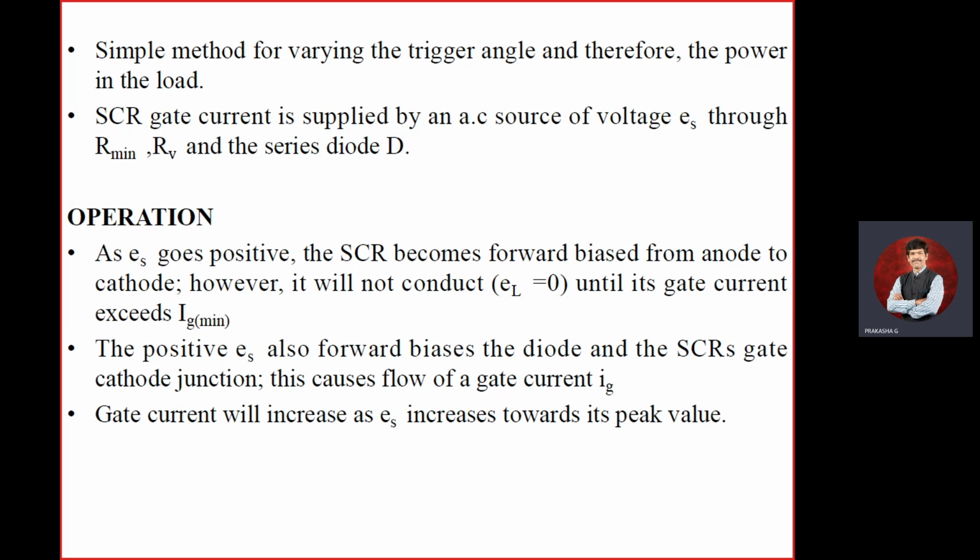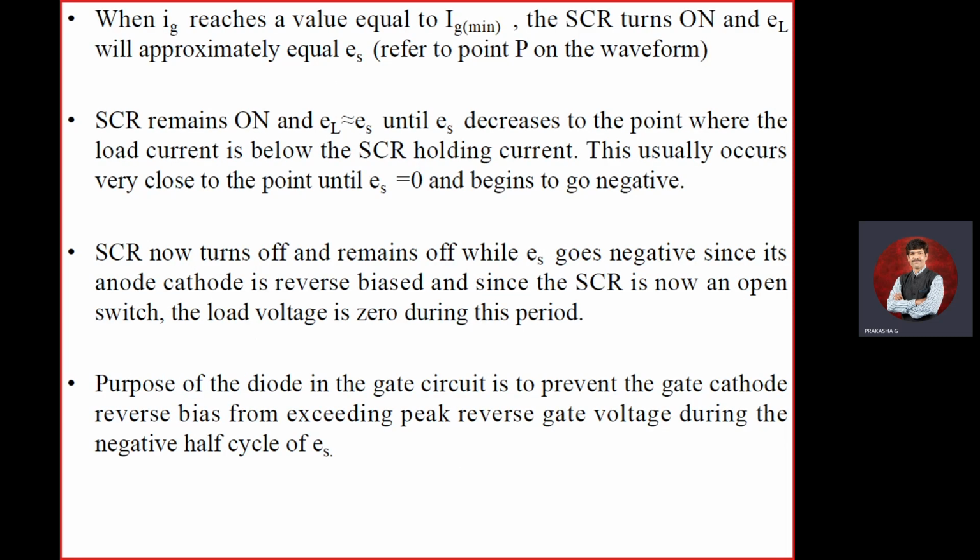The positive ES also forward biases the diode and the SCR's gate-cathode junction. It's going to forward bias, so it applies the current to the gate. Gate current will increase as ES increases towards its peak value. When IG reaches a value equal to IG minimum, the SCR turns on.